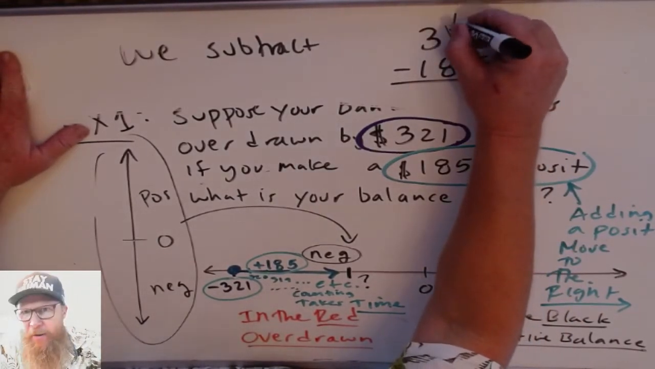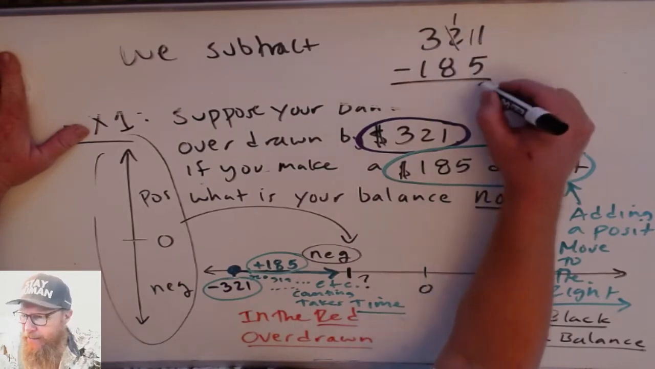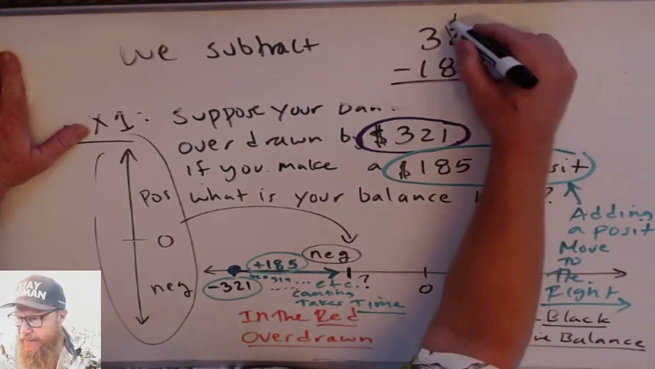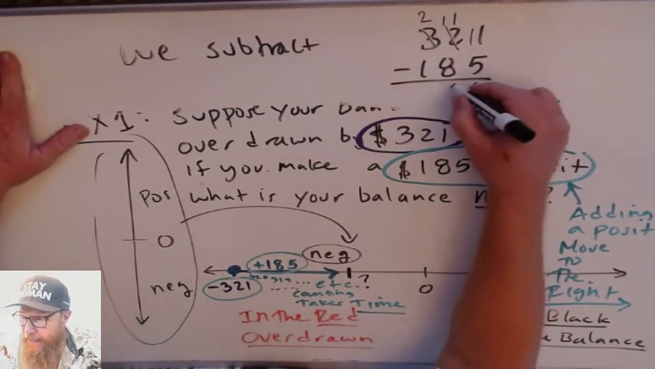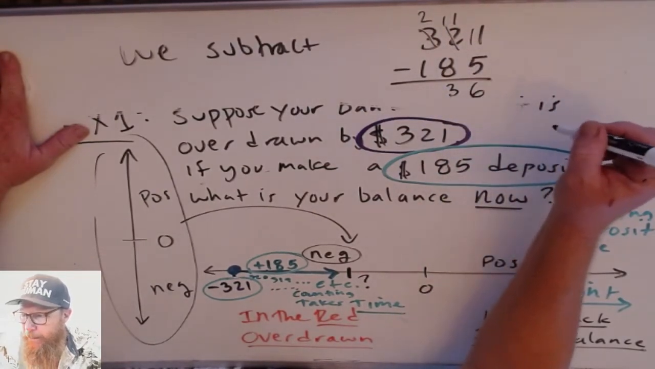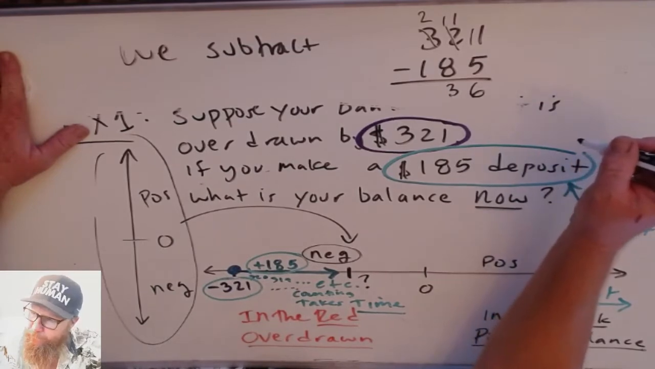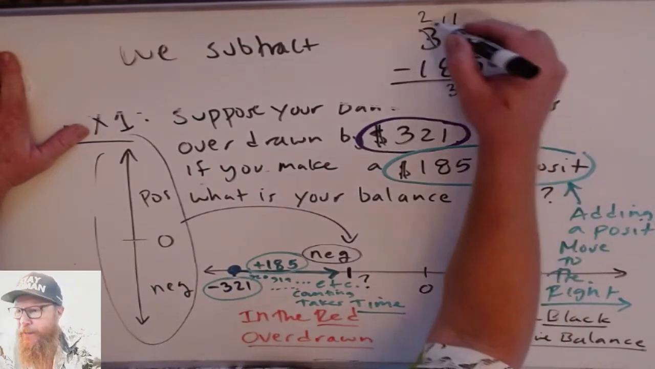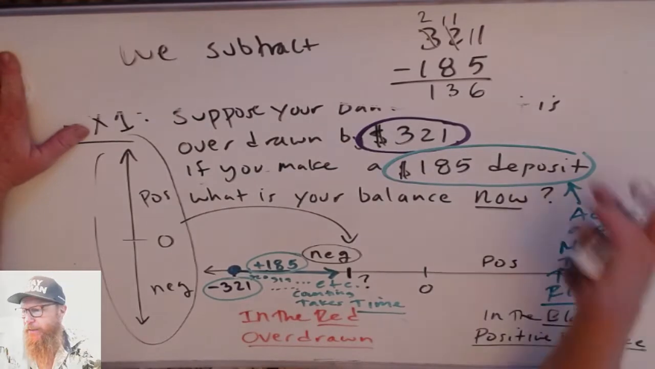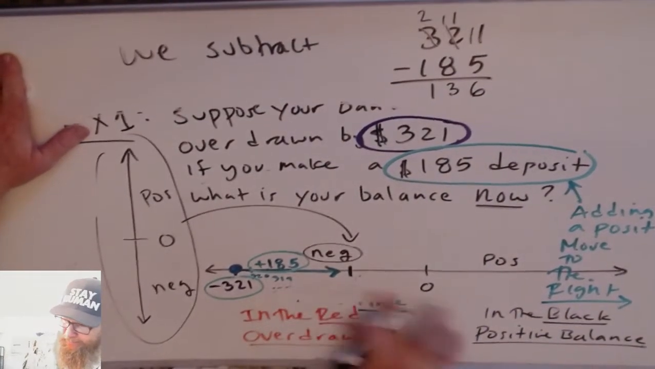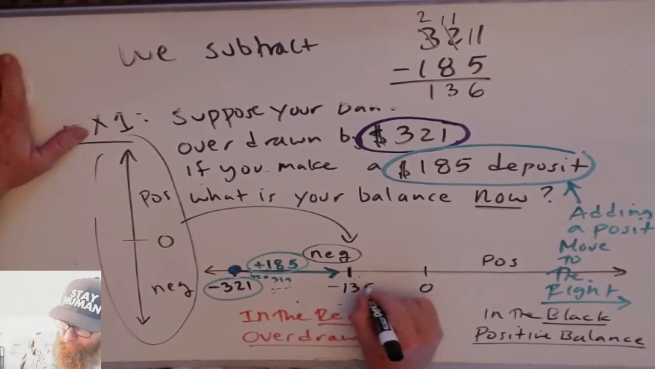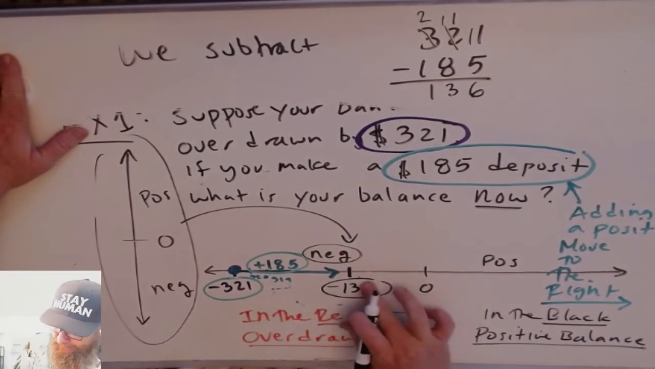So I'm going to borrow here. 11 minus 5 is 6. I'm going to borrow again. Oh, it's an 11 again. 11 minus 8 is 3. And then 136. So my final answer is negative 136.